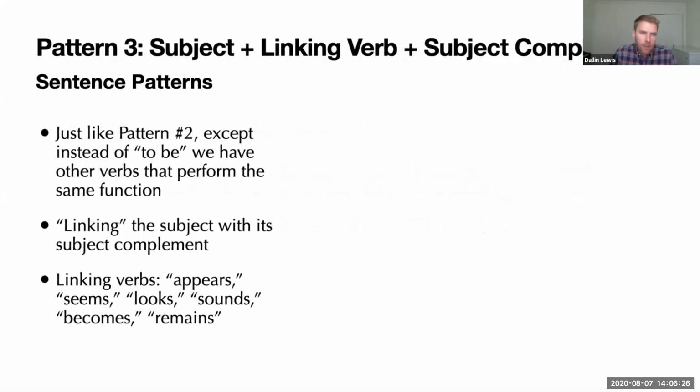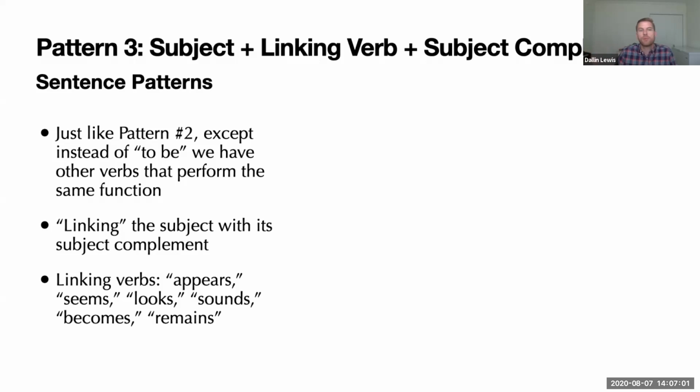All right, so pattern number 3 is exactly like pattern number 2, except instead of to be, we are using what we call a linking verb, because it's linking the subject with its subject complement. These verbs are really similar to be, but they do have a slightly different meaning. But they're like to be in the sense that they require a subject complement. So seems, for instance, is a verb to say that some subject appears to be, but might not actually be some subject complement. You know, the boy seems happy is similar, but different from the boy is happy.